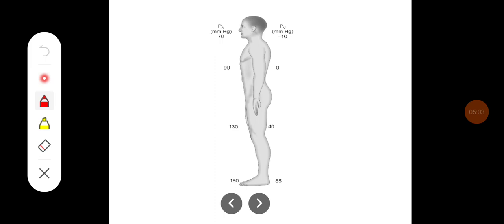This shows a different pressure at the different height. So at right atrial level, if it is zero, at the head level it is about minus 10 mm Hg, and at the thigh level it is around 40, and at the feet it is around 85 mm of Hg.